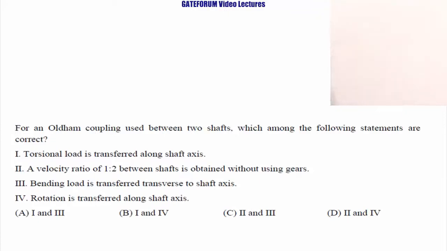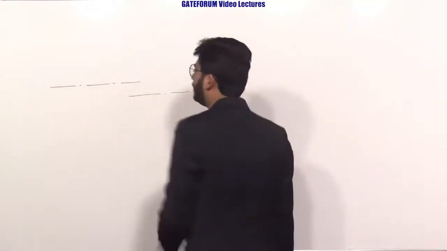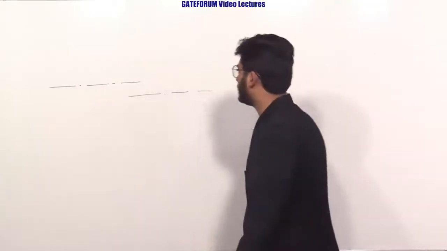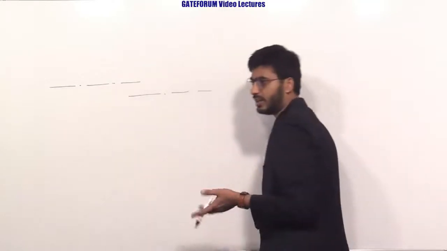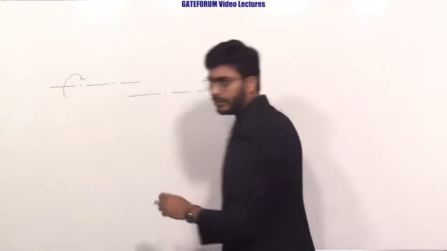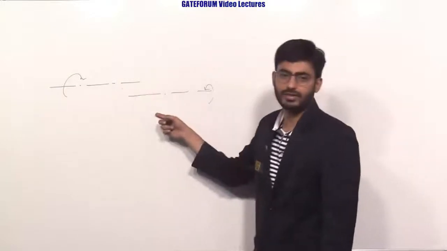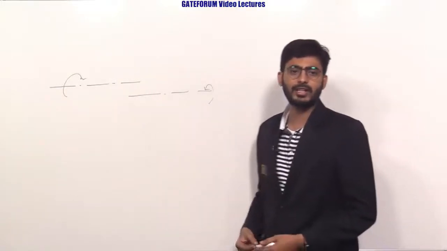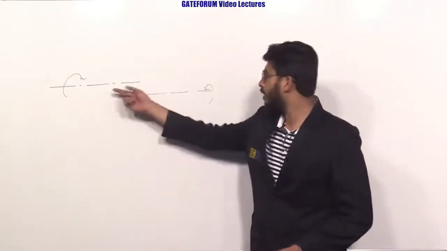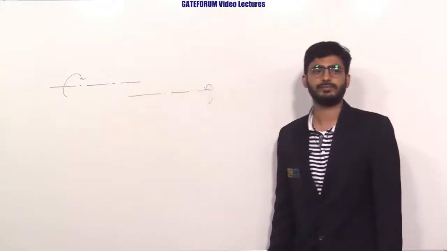So here Oldham coupling is used when you have eccentricity between the shaft axes. There is no change in velocity ratio. Whatever the velocity of the input shaft is, the same velocity will be there for the output shaft. So the torque and the velocity are transferred along the shaft axis. As per this, it will be option B, that is 1 and 4. Statements 1 and 4 are correct, that is, torsional load is transferred along the shaft axis as well as the rotation is transferred. Okay, this is the end of the answer.